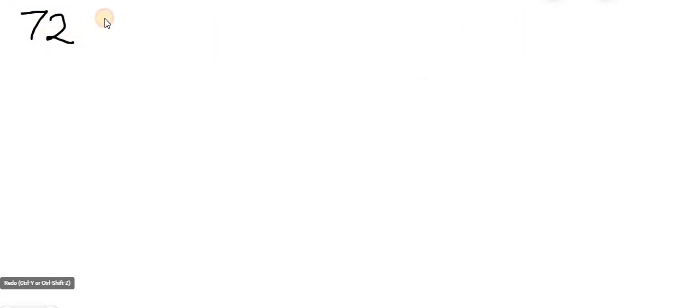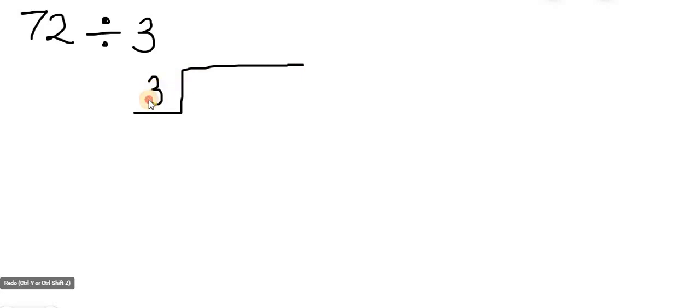So 72 divided by 3. Okay, so we're going to try the bus stop method, or some people like to call it the long division method. So the number on the right goes outside, the number on the left goes on the inside, 72. Okay, so we start with this number here, 7. So we then say 7 divided by 3.